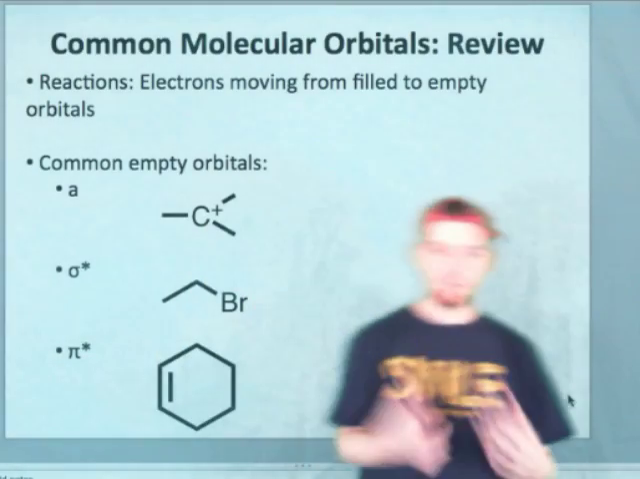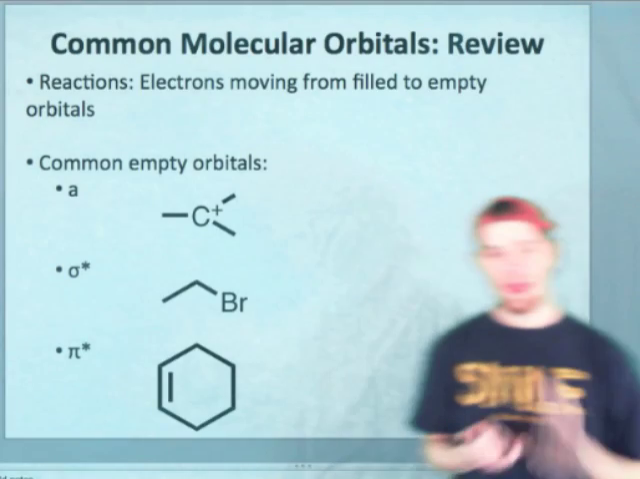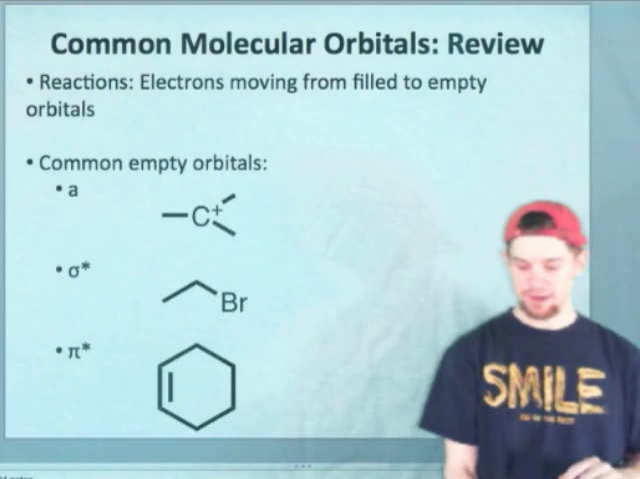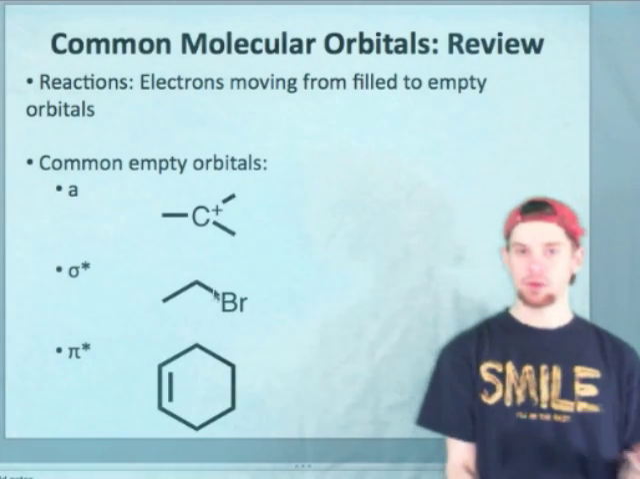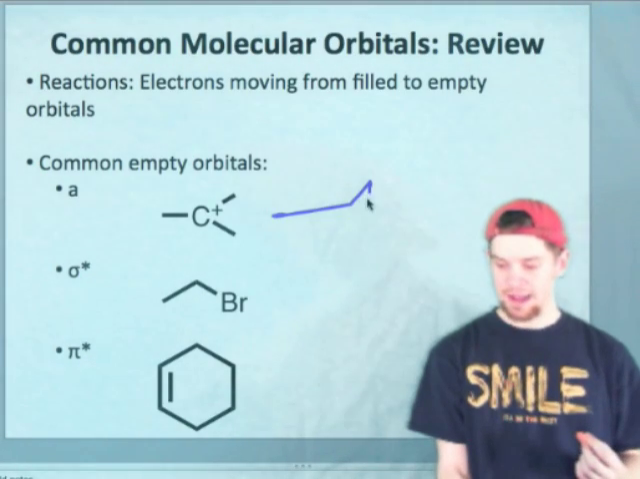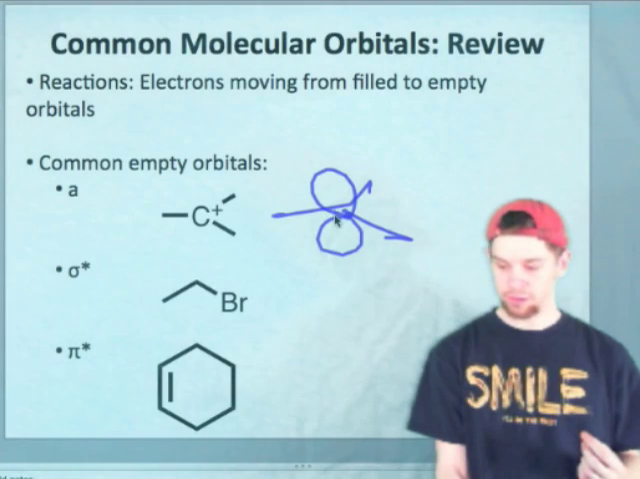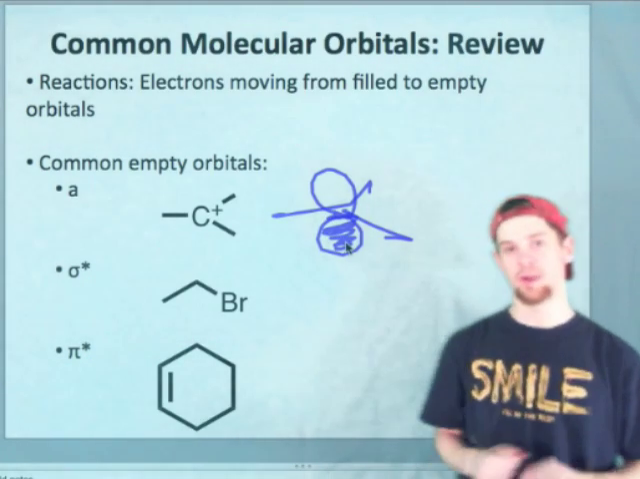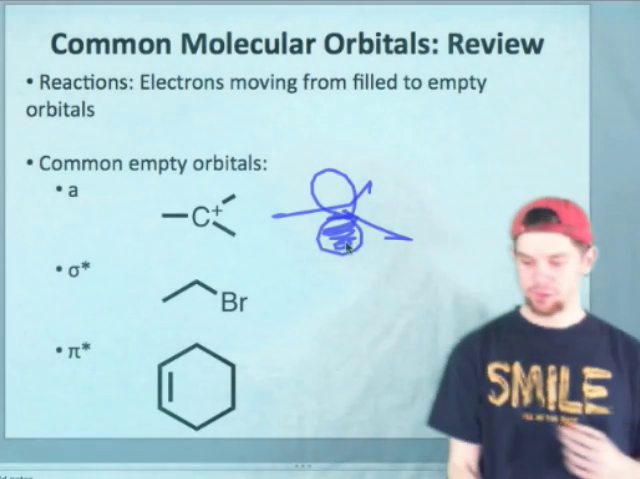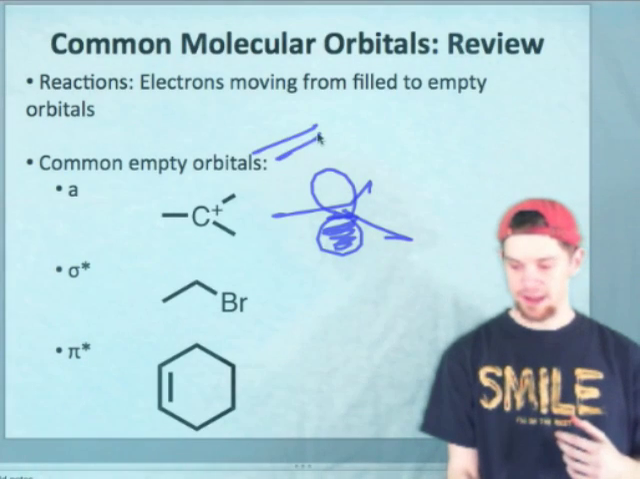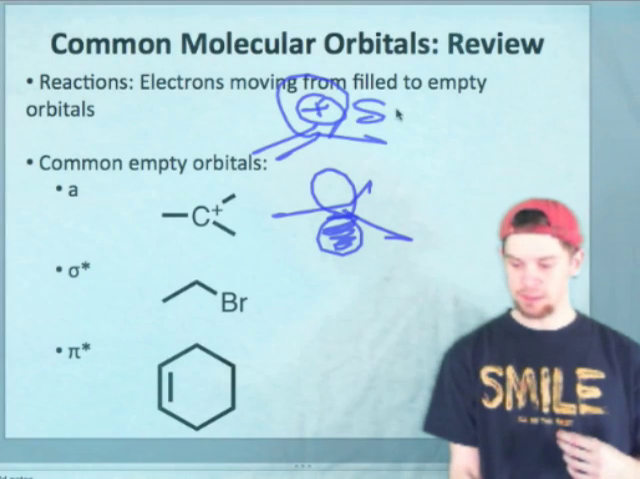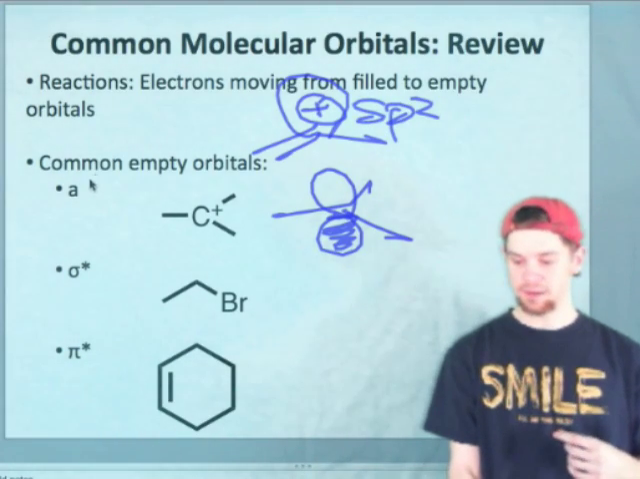The most common empty orbitals are going to be A, sigma star, and pi star. Remember that the empty A orbital is simply an atomic orbital that's unfilled, and so you may see this represented as simply a 2p orbital. It's often a 2p orbital on a carbocation, but it can also be an empty hybrid. For instance, in the vinyl cation, there is an empty sp2 hybrid orbital, and this would be an example of an A.